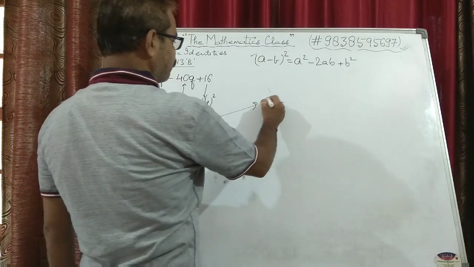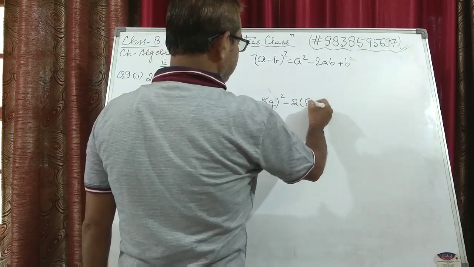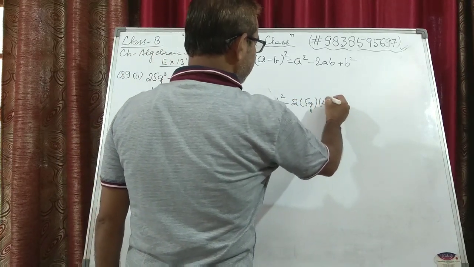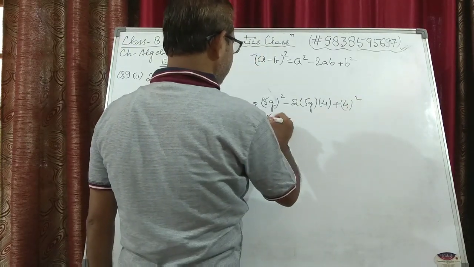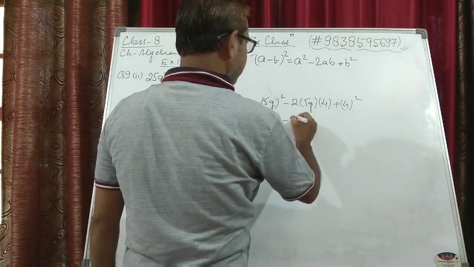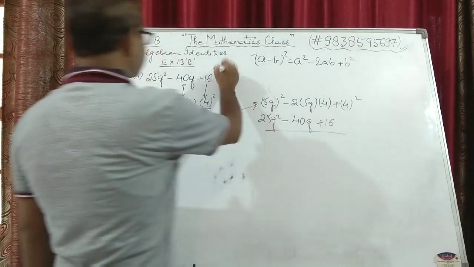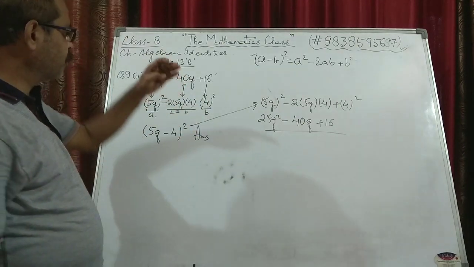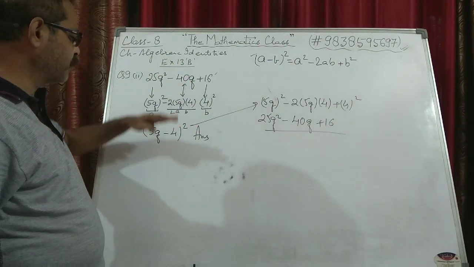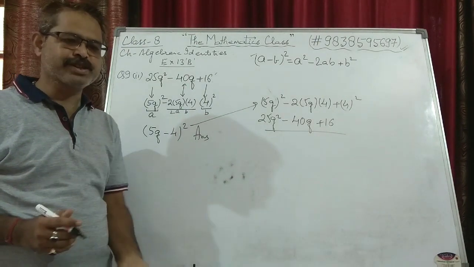So a square, that is 5q whole square, minus 2 into a into b and plus b square. So you will get 25q square minus 40q plus 16, and that was your question. It means this is the method how, if it is given in expanded form, we write it in compressed form, or in the form of a perfect square.